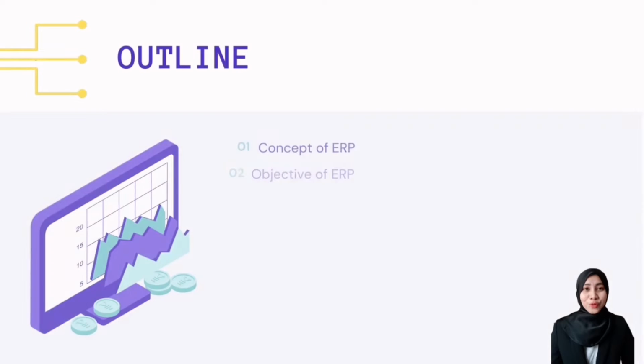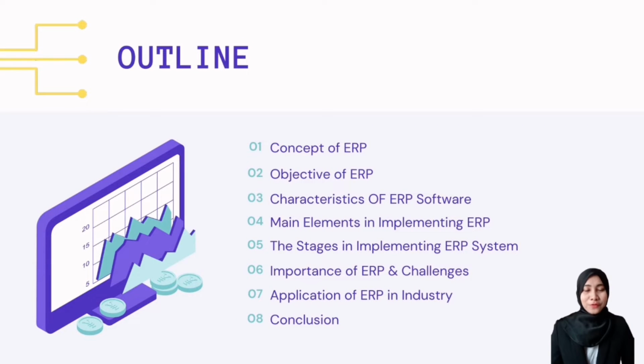Next, now we proceed with the outline of our presentation. First, we're going through the concept of ERP. Second, the objective of ERP. Third, we explain the characteristics of ERP software. Fourth, the main elements in implementing ERP. Fifth, we have the stages in implementing an ERP system.